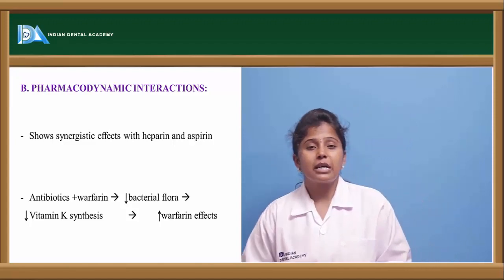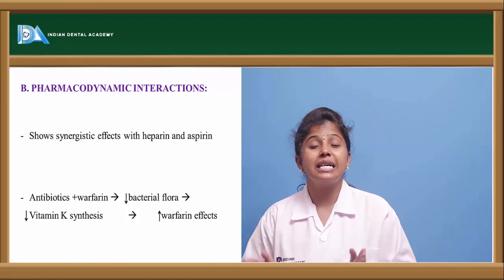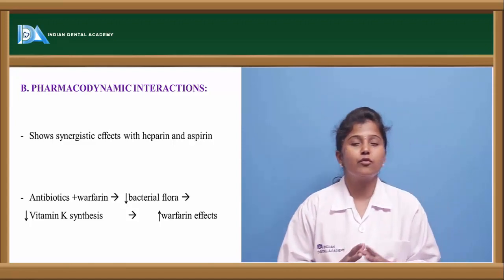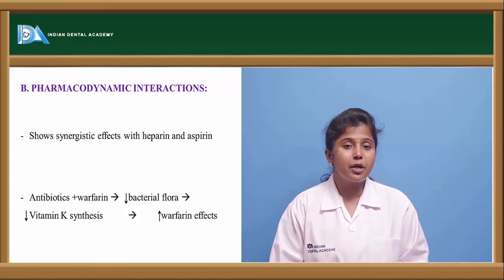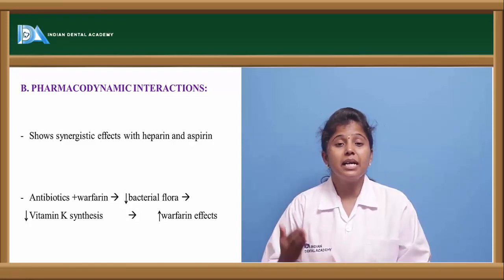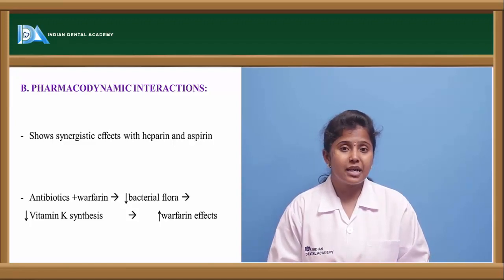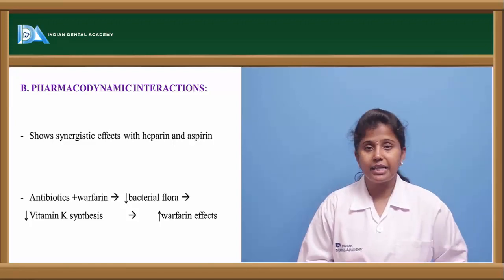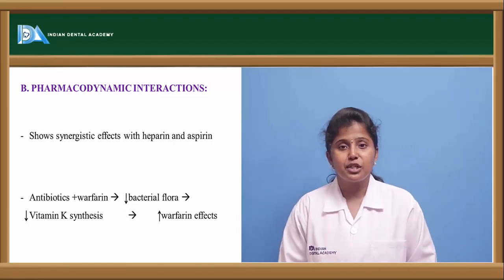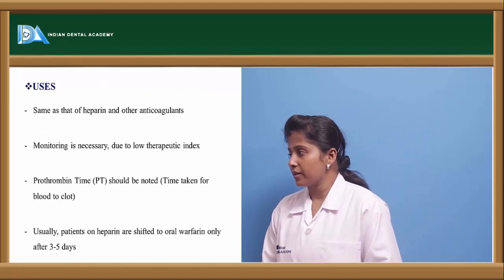These are the microorganisms or bacteria which are present in the intestine. These are very essential bacteria which are needed for the body. If we give antibiotics, the antibiotics kill the intestinal flora and thereby inhibit vitamin K synthesis, because these bacteria aid in the synthesis of vitamin K. That leads to vitamin K deficiency. That is the reason warfarin should not be given with antibiotics.